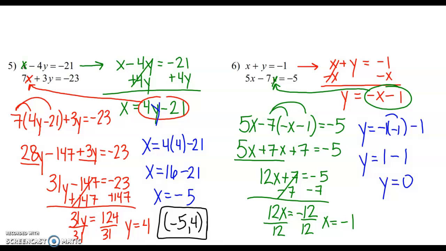So x comma y, x is negative 1, y is 0. Answer is negative 1, 0. And that's the beginning of the substitution method. We'll have one more day on it next.